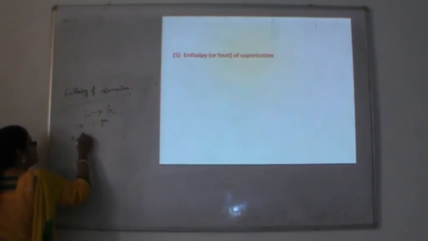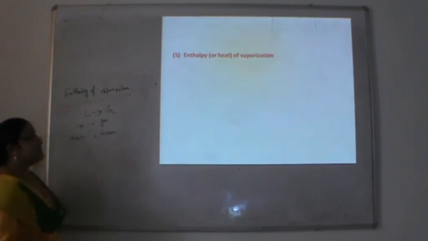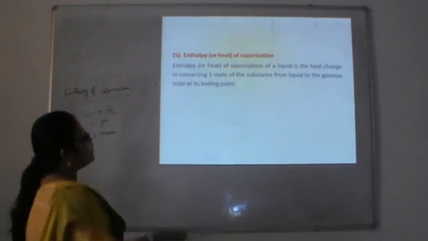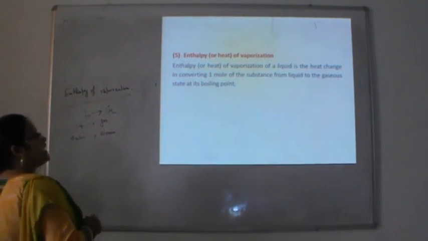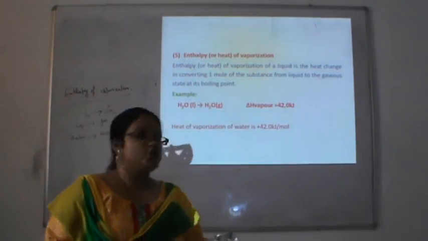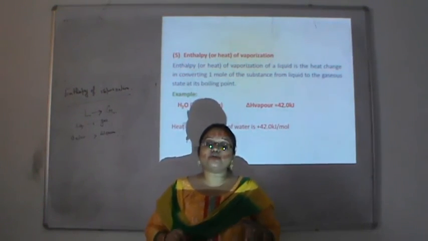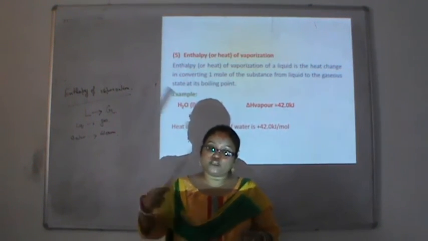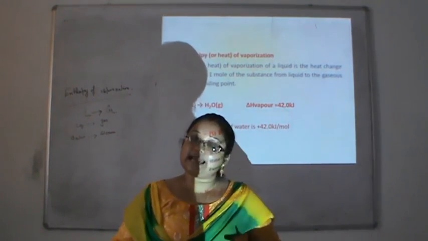Water liquid. Water is converted to steam. It is vaporization. So what is the definition? Enthalpy of vaporization of a liquid is the enthalpy change in converting one mole of substance from liquid to gaseous state at its boiling point. So when liquid water is converted to water gas, the delta H vaporization is 42 kilojoule. Heat of vaporization is positive, because heat is always required for conversion of liquid to gas. It is an endothermic process. For that reason, delta H is positive.